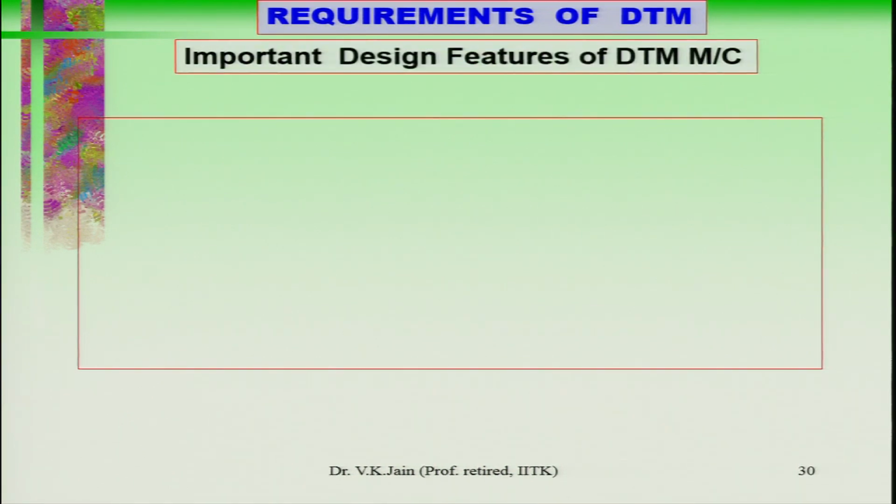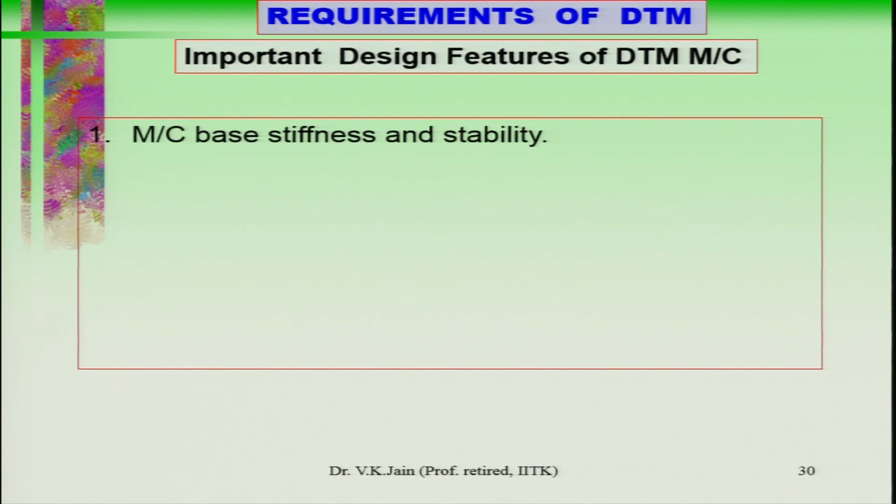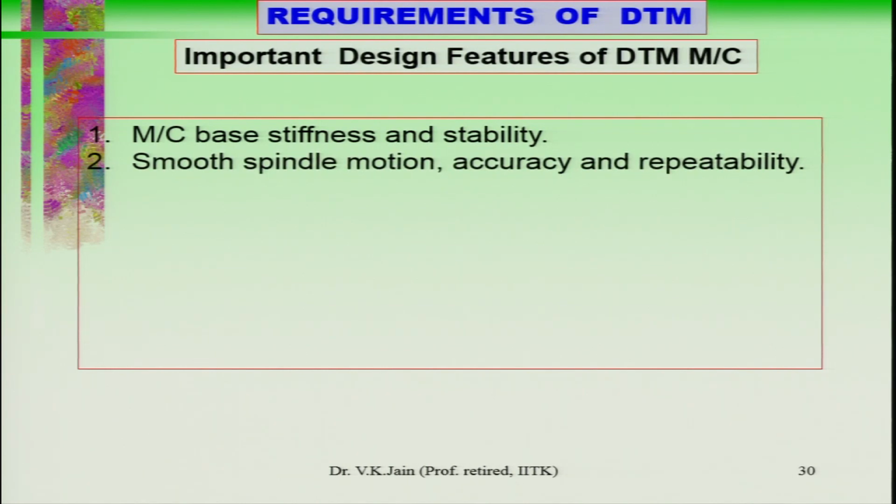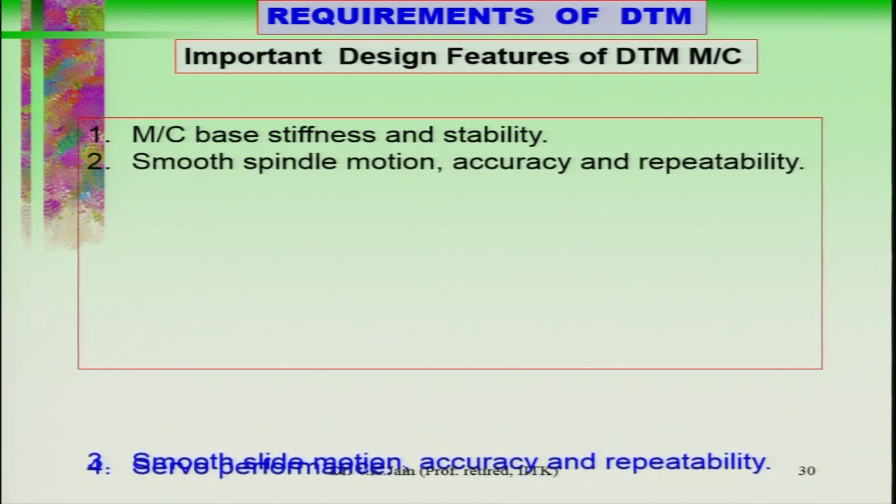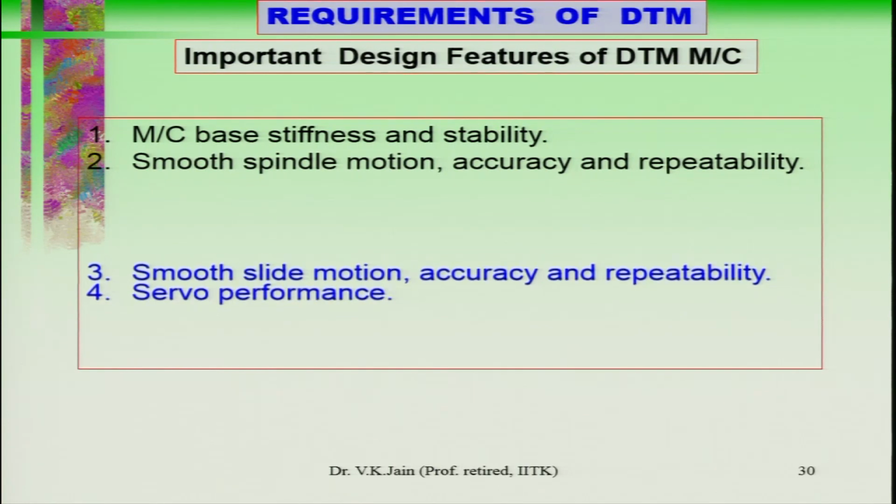So, requirement of DTM, this is very important, especially the characteristics required on a diamond turning machine. Important design features of DTM machine are machine base stiffness and stability, both are very important, because if it is not stable and vibrations are there, it will definitely damage the machine workpiece and you may not get the desired features and surface roughness value. Smooth spindle motion should be smooth, it should be accurate, and you should have the repeatability as far as this motion of the spindle is concerned.